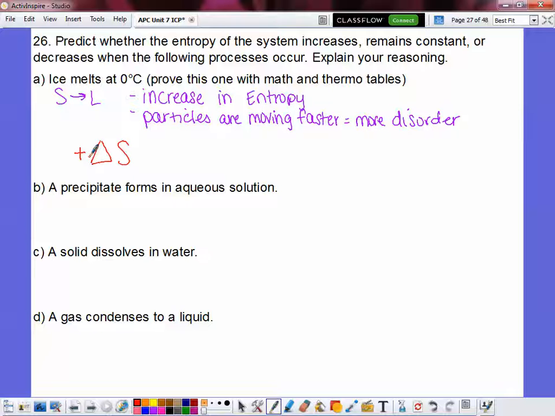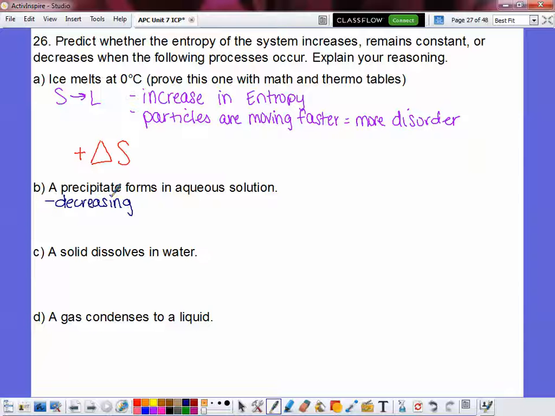All right. A precipitate forms in aqueous solution. What do we think there? What's happening to entropy? What's happening to the randomness of the particles? This one's decreasing. The reason why is, in addition to the movement of the particles, entropy is also looked at in terms of the types of particle arrangements we can have. It's something called a microstate.